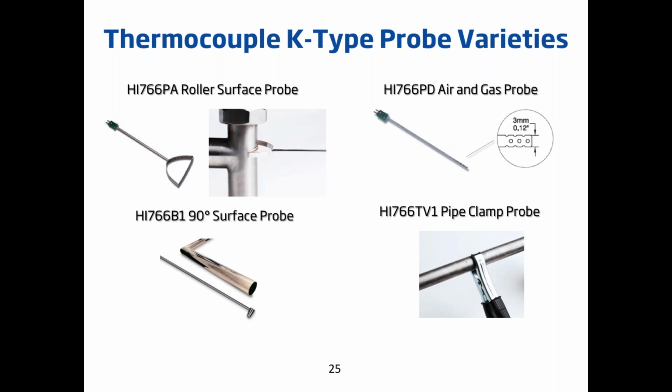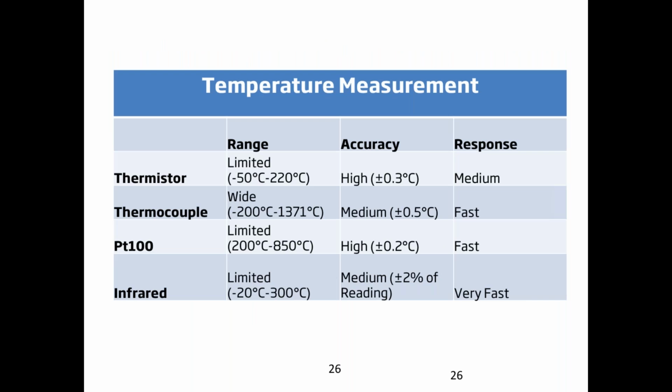This is an example of some different probe variations, so surface probes, air and gas probes, pipe clamp probes. And then here's just a quick chart which compares the different technologies and what their limitations and benefits are, so what their range is, accuracy, and response.